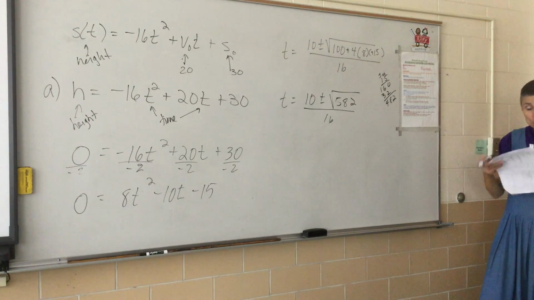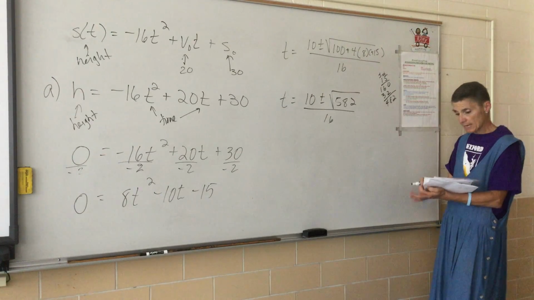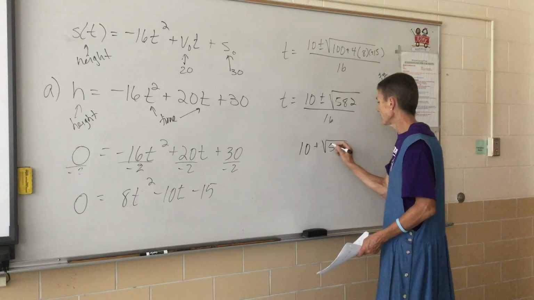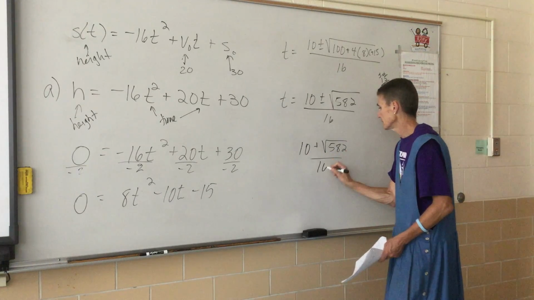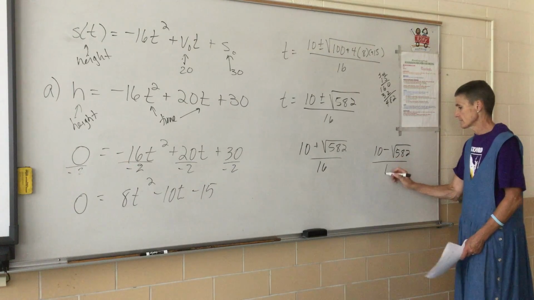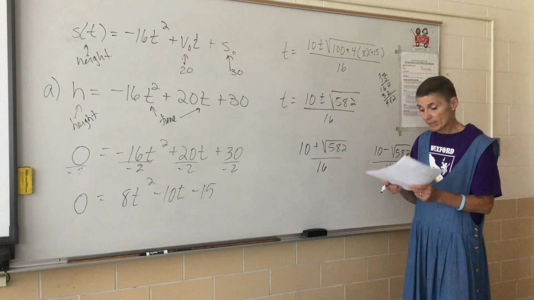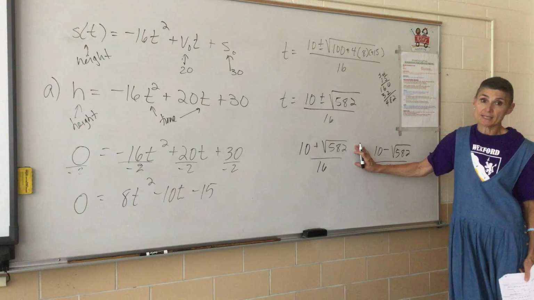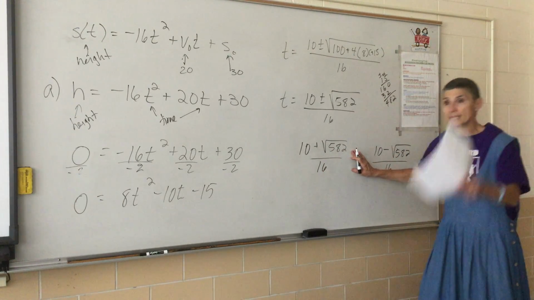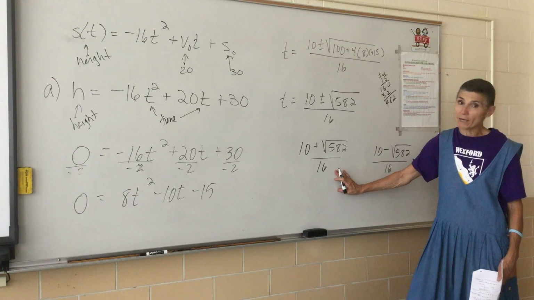Now, we're going to get two answers when we type that into our calculator. We're going to type in 10 plus the square root of 582 over 16, and 10 minus the square root of 582 over 16. If I had a calculator, I'd type it in. Remember, when you type this in, you do 10 plus the square root of 582 equals, and then divided by 16. Otherwise, you won't get the right answer.